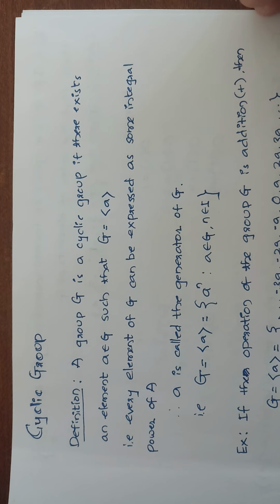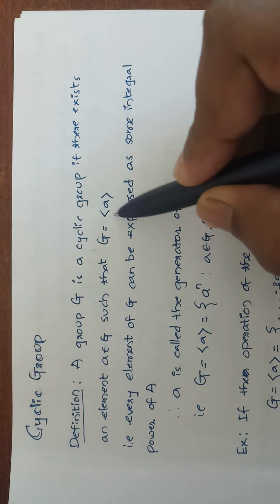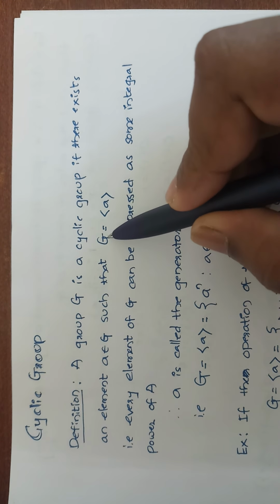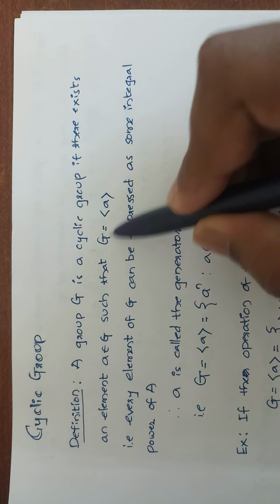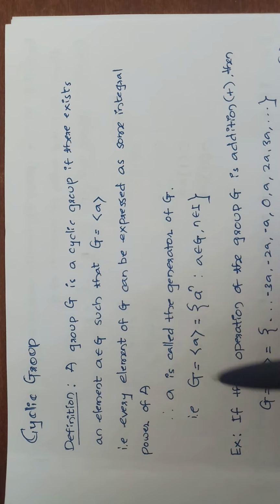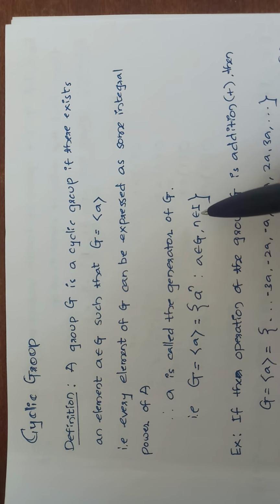A group G is a cyclic group if there exists an element a belonging to G such that G is equal to the group generated by a. From this element a, we have to generate all the elements of the group G. So then we can say a is the generator of G. This can be written as G equals a to the power n, such that a belongs to G and n belongs to the integers.